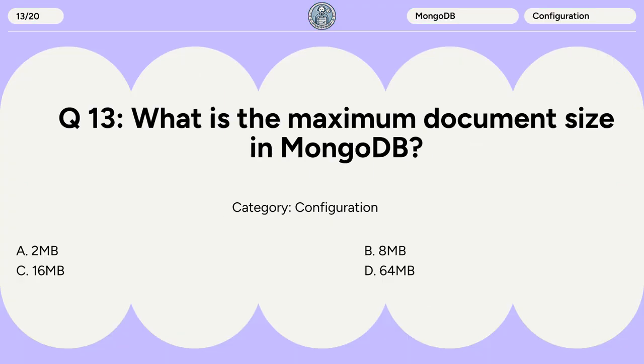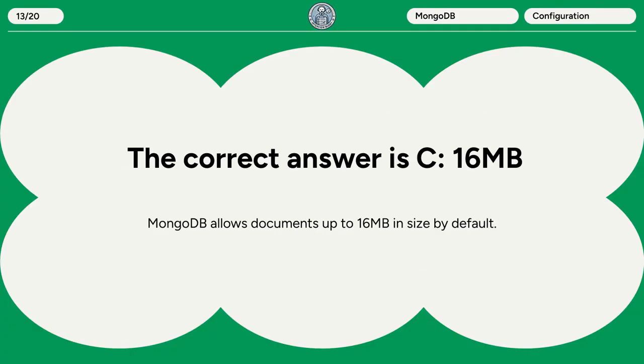Question 13. What is the maximum document size in MongoDB? A. 2 MB. B. 8 MB. C. 16 megabytes. D. 64 megabytes. The correct answer is C. 16 megabytes. MongoDB allows documents up to 16 megabytes in size by default.